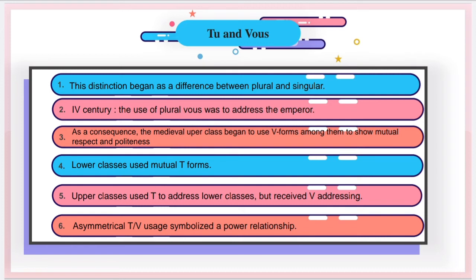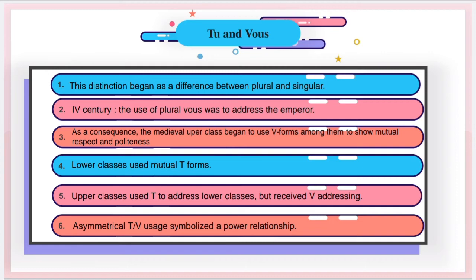Next, T and V forms. This distinction began as a difference between plural and singular. For Latin, the use of plural vos was to address the emperor. There were two emperors, one in Constantinople and another in Rome, but the empire was administratively unified. By addressing one, you were in fact addressing both emperors.